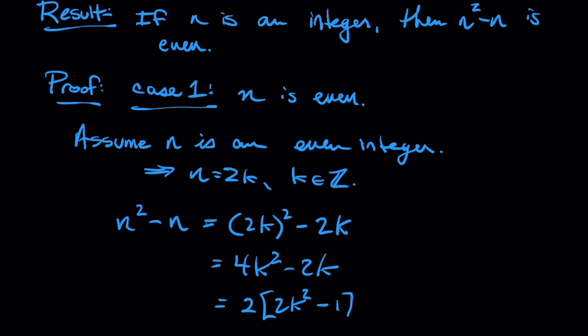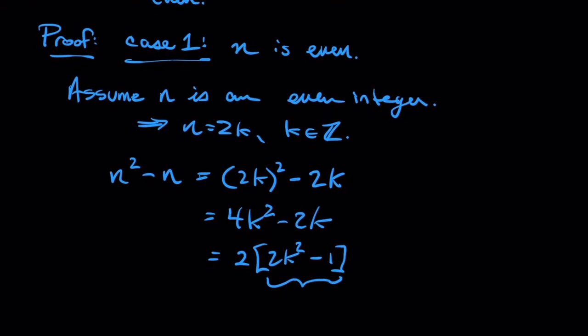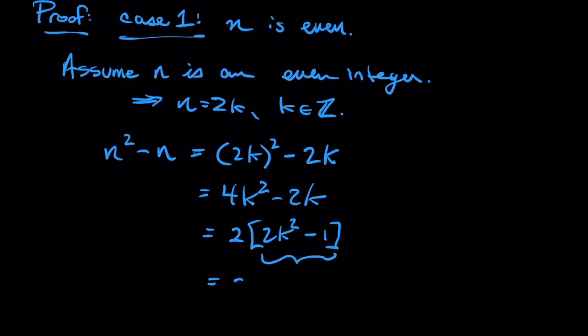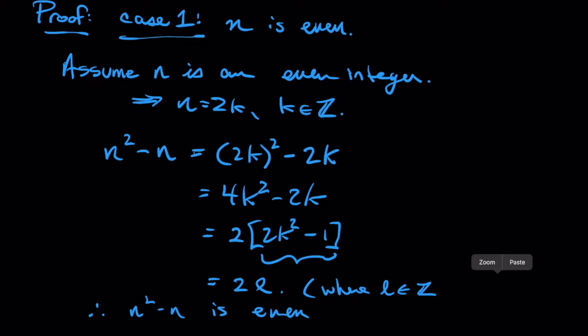So this thing, remember, by closure, is an integer, and so we can say this is equal to 2l. Therefore, n squared minus n is even. And I should say right here where l is an integer, just so that we're clear. But we're not done the proof yet. Now we're going to go to case 2.